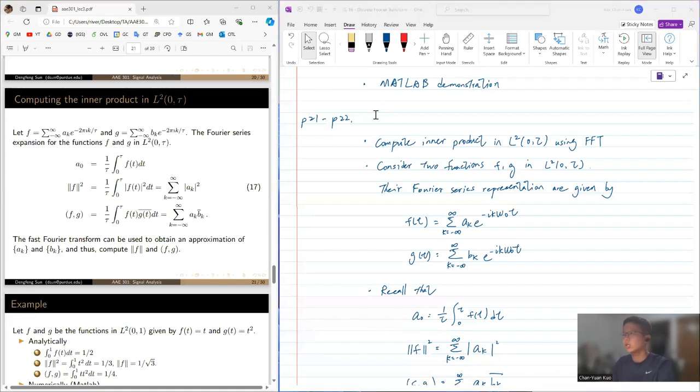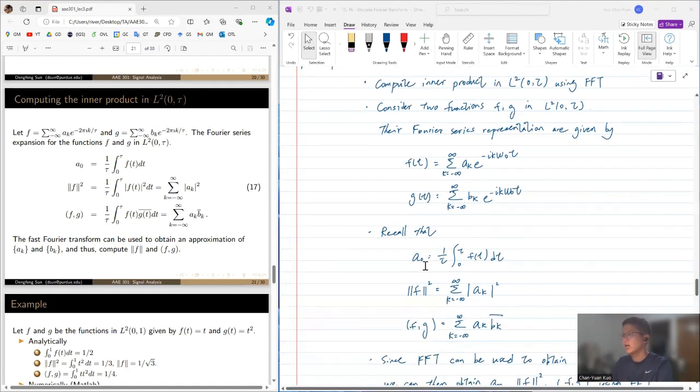Now let's look at how we can compute the inner product in the Lebesgue space with the interval from 0 to tau using FFT. So first, let's consider two functions f and g in the Lebesgue space. And for these two functions, their Fourier series representations are given by the following. f(t) is equal to the summation of a_k times e^(-ikωt), and k is from negative infinity to positive infinity. g(t) is equal to the summation of b_k times e^(-ikωt), and k is from negative infinity to infinity.